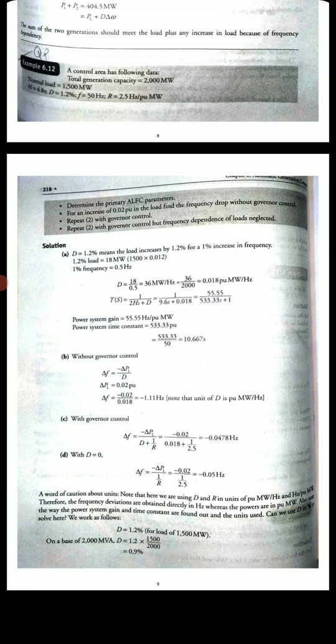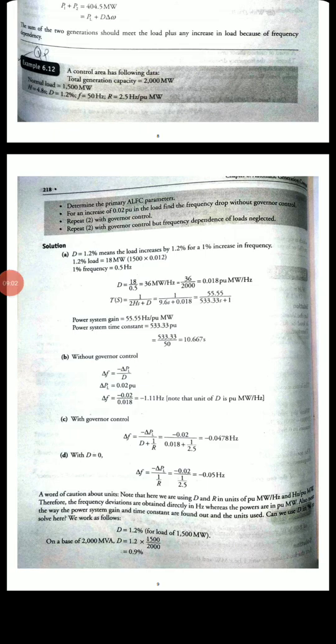Can we use D in percentage to solve here? That is a question. D is equal to 1.2%. On the base of 2000 megawatt MVA given, D is equal to 1.2 into 1500 by 2000. We will get 0.9%. After finding that, if we want to find the change in frequency without governor control, that is minus delta PL by D, we will get minus 0.0222 per unit. If 50 hertz is the base, we will get 1.11 hertz as the answer.